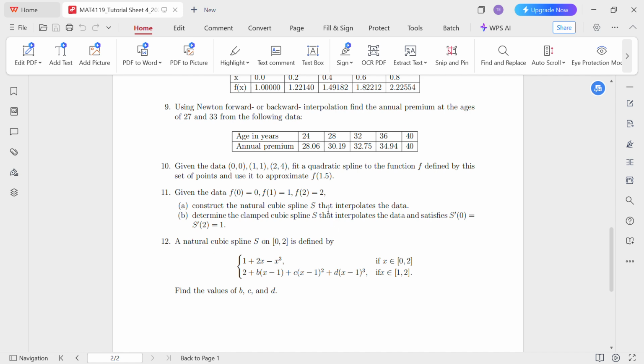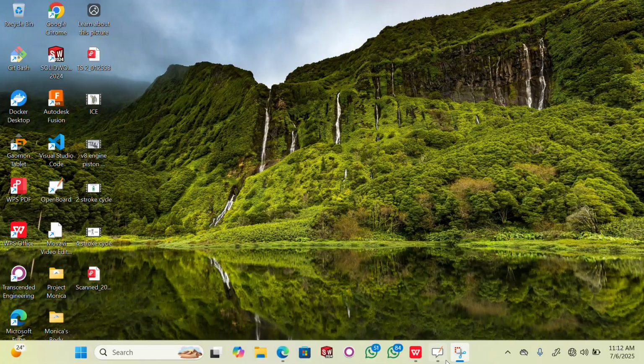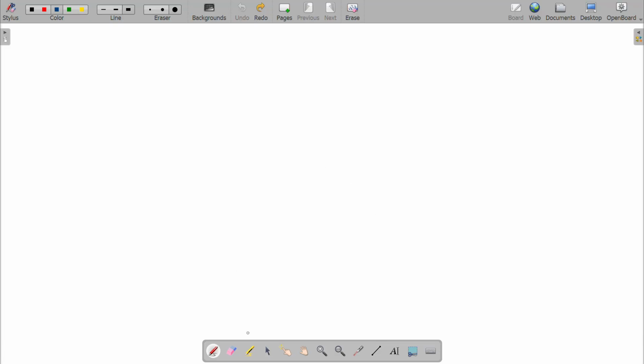Okay, so one thing that stands out first of all is the fact that we are talking about a quadratic spline. That's one thing we have to really keep in mind. So let's get to work and work this out. We are given this data: 0, 0, then another point 1, 1, and another data point 2, 4.